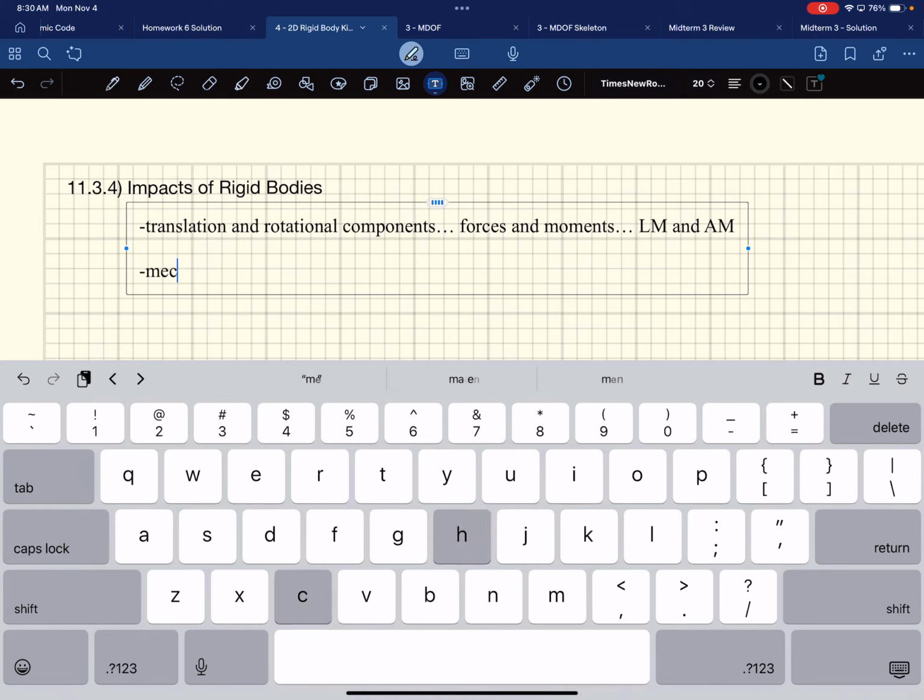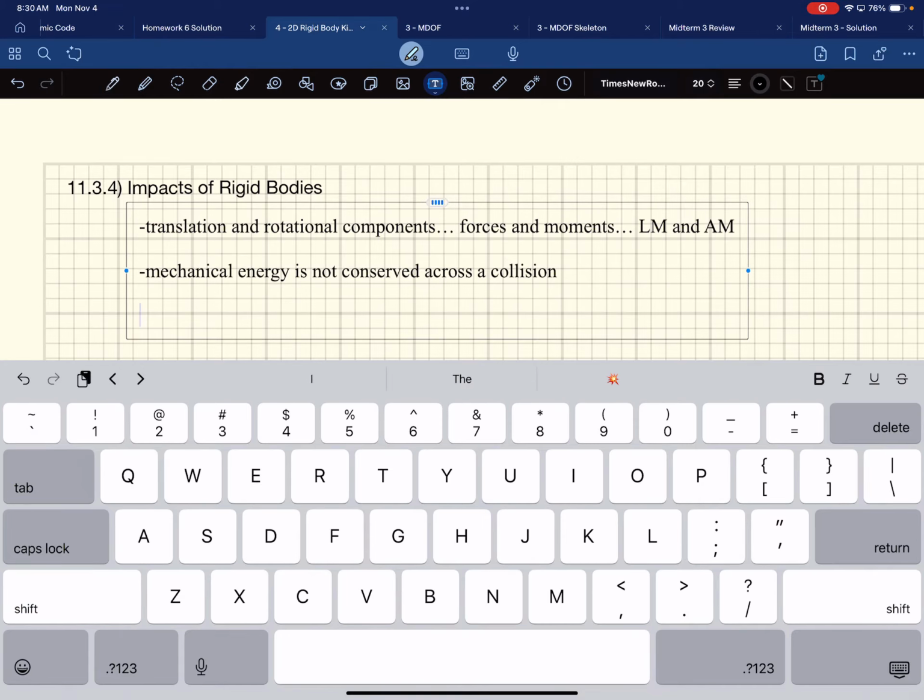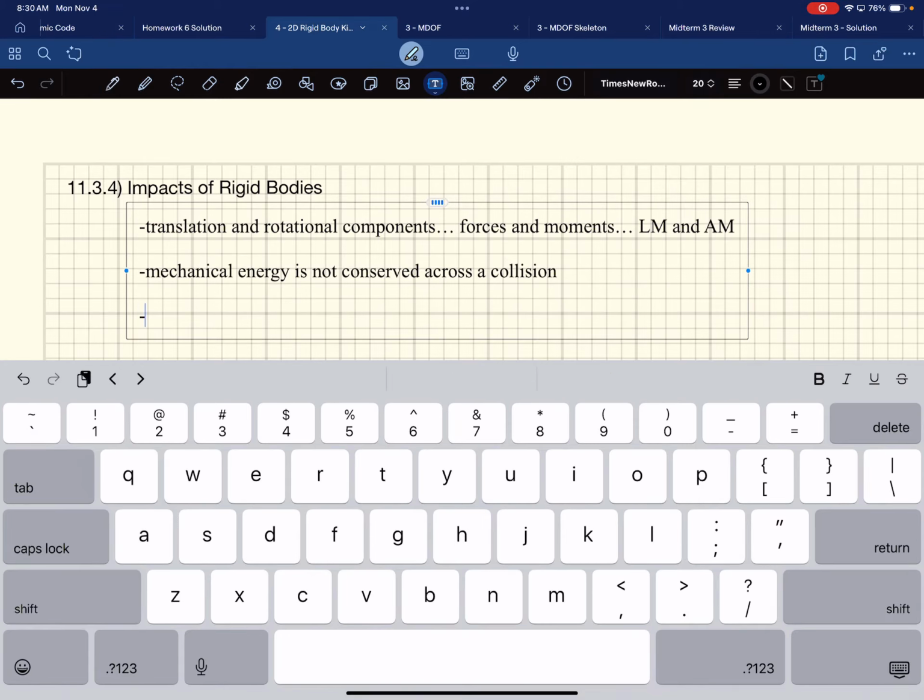I'm going to say this again. Mechanical energy is not conserved across a collision. It is not conserved. Please do not do energy before and energy afterwards. It's an easy one to grade when I see that.